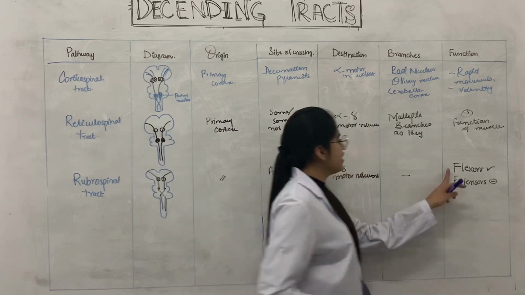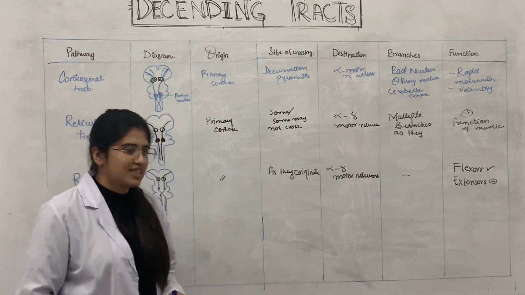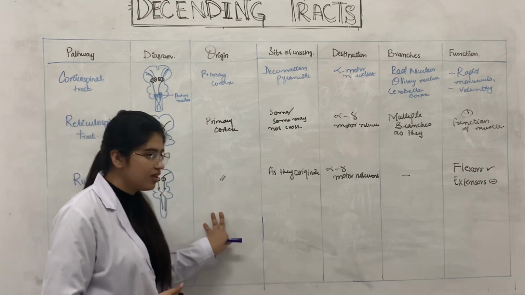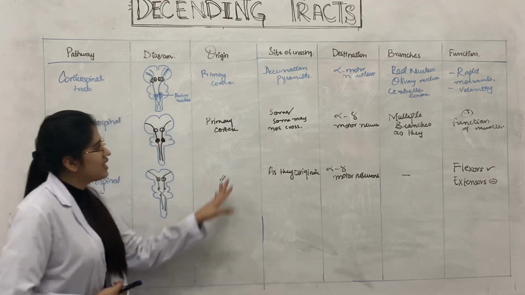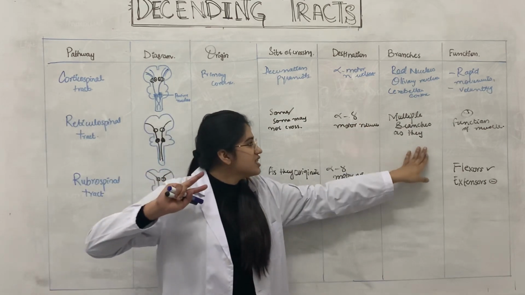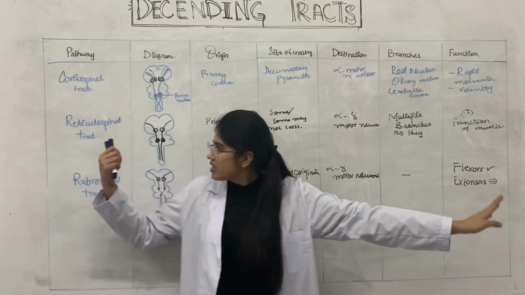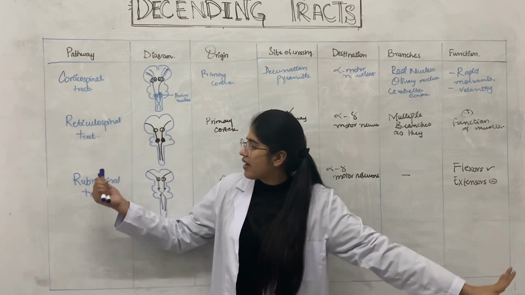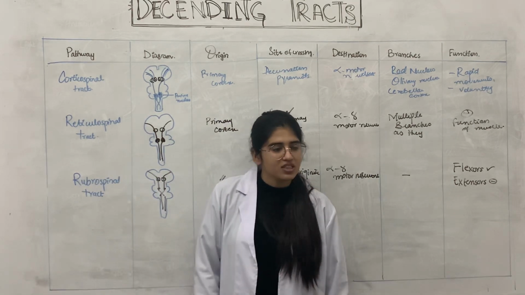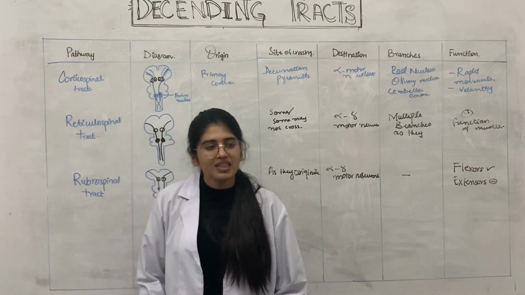So they will activate the flexors, and they will inhibit the extensors. This is done. Up to now we discussed that one is rapidly for the movement, which is the corticospinal tract, and the other is inhibiting the function of the nucleus, which is what? Which is the reticulospinal tract. The rubrospinal tract is the one which is activating the flexors and inhibiting the extensors.